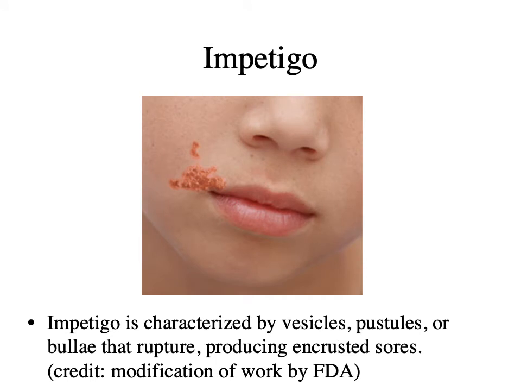Now here is a more advanced stage of the impetigo where it's actually started to crust over. So here, this kind of looks like it's healing a little bit, and this is not a baby, but this is still basically just a Staph aureus infection.